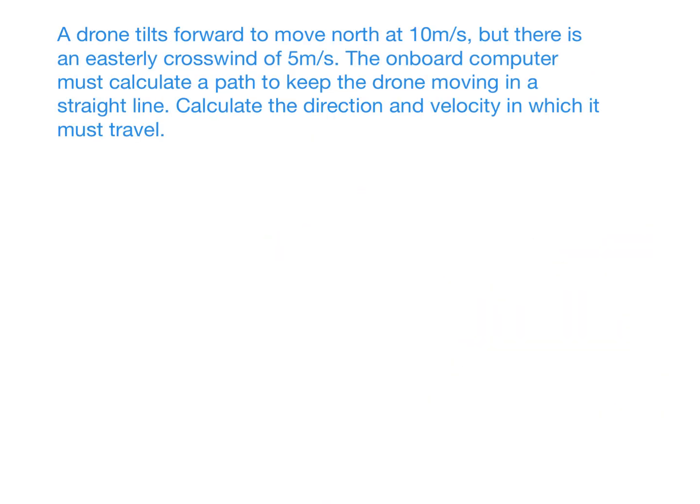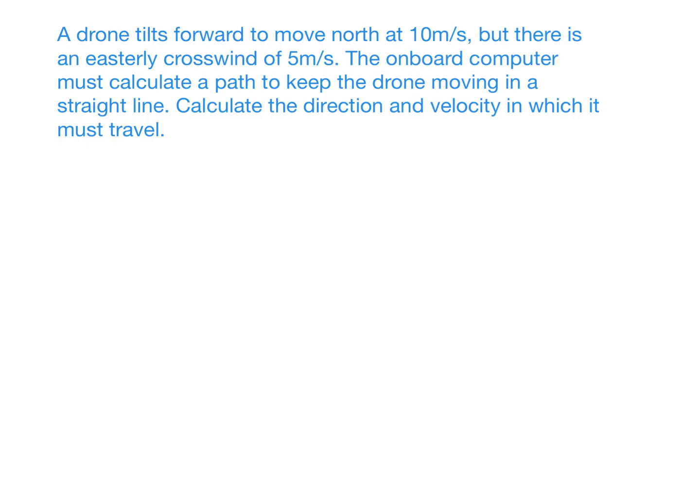So here we have a drone that wishes to move north at 10 meters per second, but there's an easterly crosswind of 5 meters per second. So what will happen is it will have a computer on board that will cause it to recalibrate its movements, because the wind will prevent it from going due north. Now in this question, we're going to calculate the direction and velocity of that recalibration.